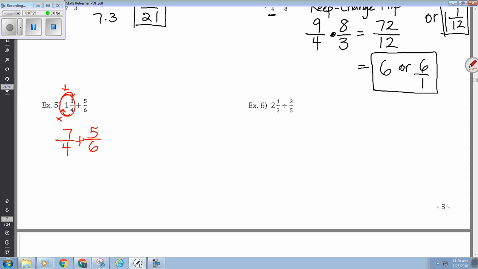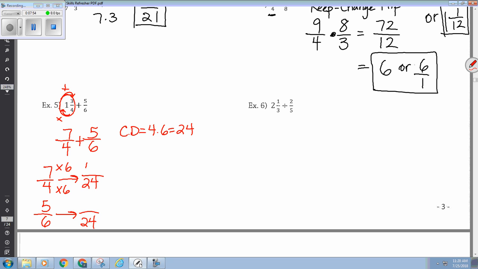As we look at the problem, we notice that the denominators are not the same. So we need a common denominator. 4 times 6 is 24. So that takes care of our common denominator. So 7 over 4 has to be changed over. 5 over 6 has to be changed over. 4 times 6 will give me 24, so I have to take 7 times 6, which is 42. 6 times 4 is 24, so I have to take 5 times 4, which is 20.